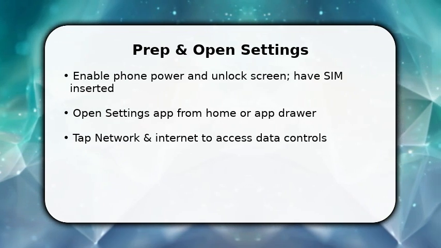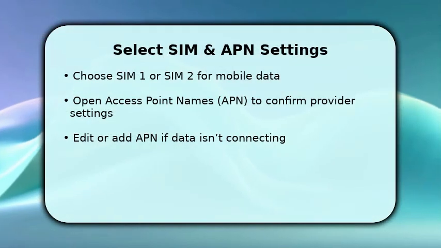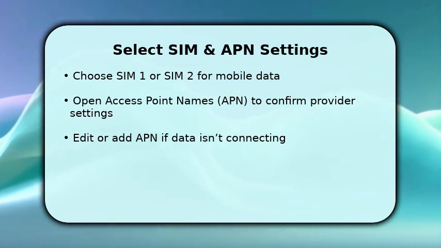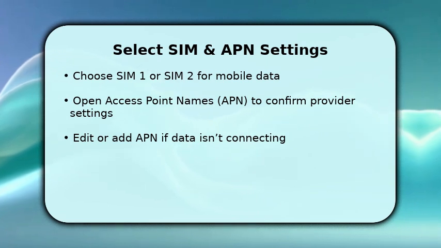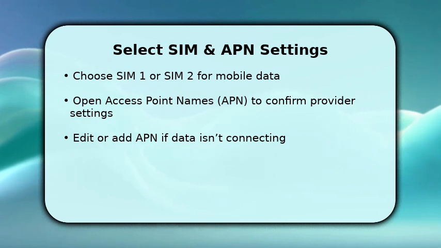You should now choose which SIM will provide mobile data if your C53 has dual SIM. This determines where charges and data allowances apply. Once chosen, tap Mobile Network, then Access Point Names to verify the carrier's APN. These settings tell your phone how to connect.